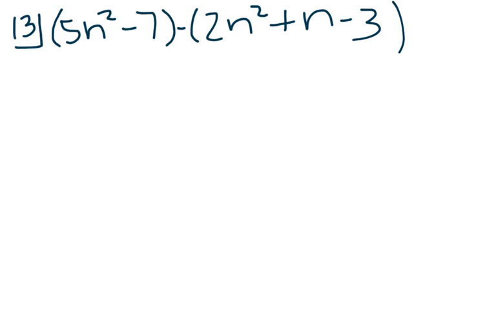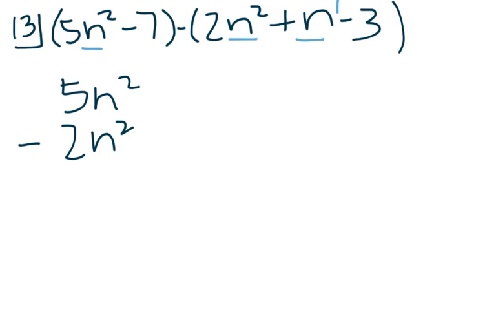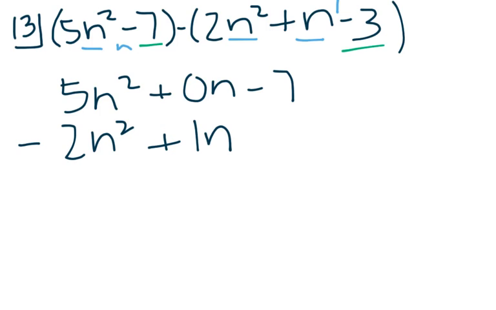So for number 13, we have n squared and n squared. So we are going to say 5n squared minus 2n squared. So over here we have an n with an invisible exponent of 1, but there's no n over here in the first one. So what we're going to do is add 0n to the first polynomial, so we can subtract this 1n from the second polynomial. And over here we have minus 7, and over here we have minus 3. So we're subtracting this second one from the first one.